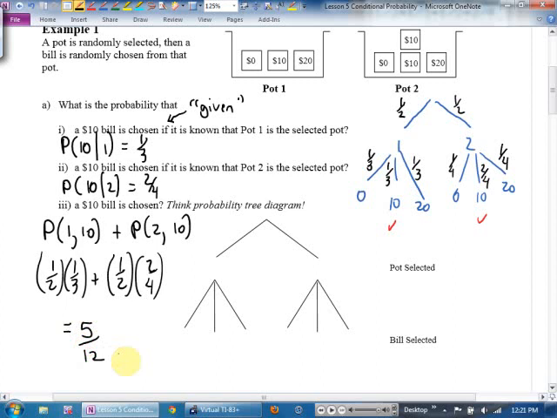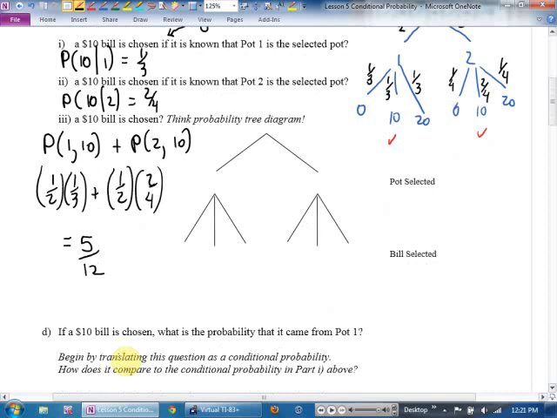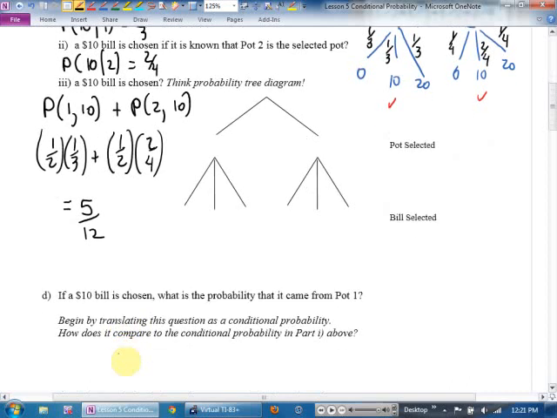Here is the question we're going to try and ask today. Suppose David has just played this game, but I didn't watch him, but he's holding a $10 bill. What's the probability it came from pot one? Can you see what they've done in this part D? They've told you the bottom outcome, and they're asking about the top outcome, going backwards. Okay?